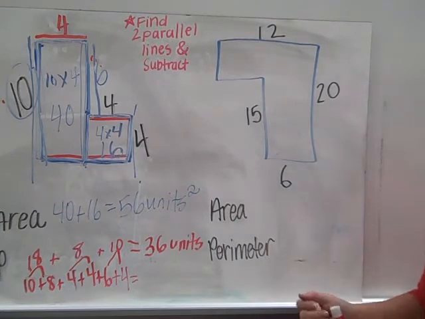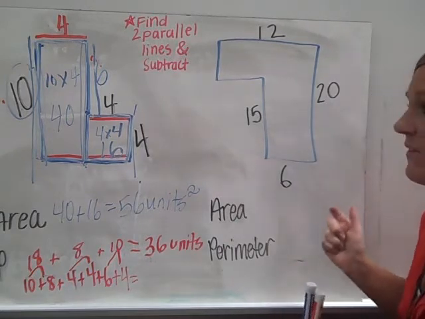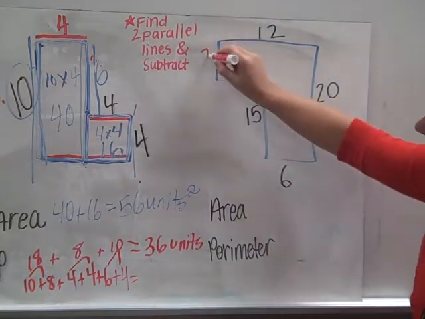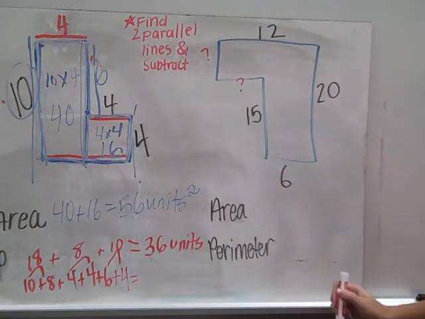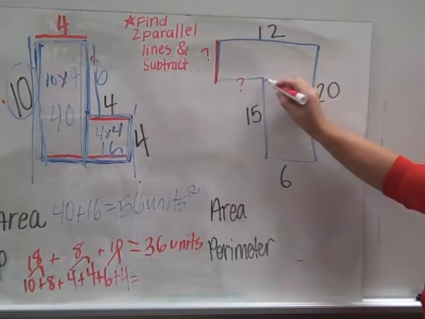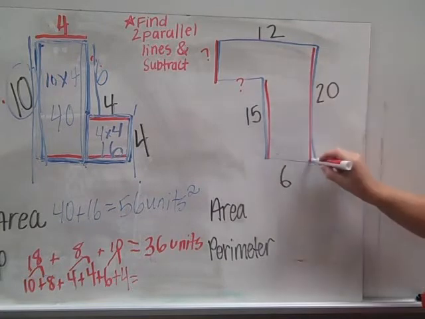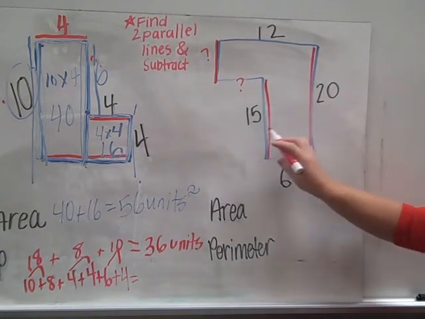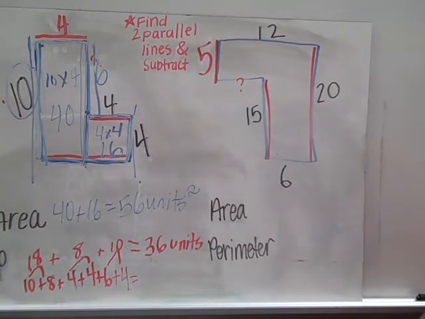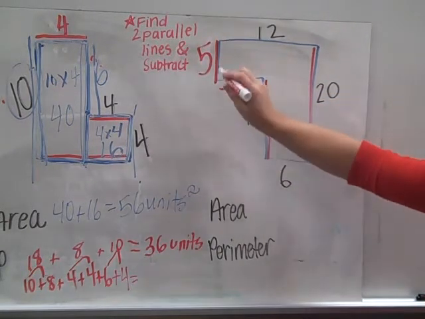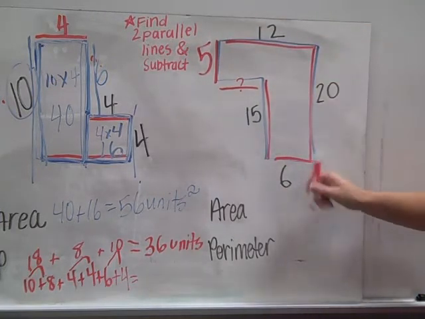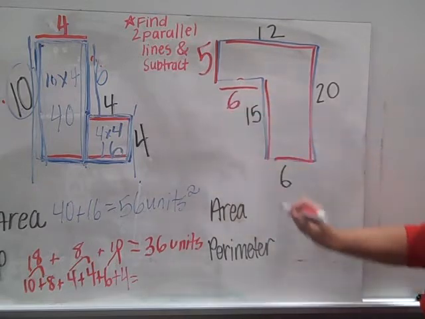All right, I'm going to work through this one a little bit faster. I want to know this side, and I want to know this underneath side. Starting here, this is the direction I'm looking for, so I find 2 other lines also going in that direction. 20 minus 15 is 5. Going in this direction now, I see 12 and 6. 12 minus 6 is 6.